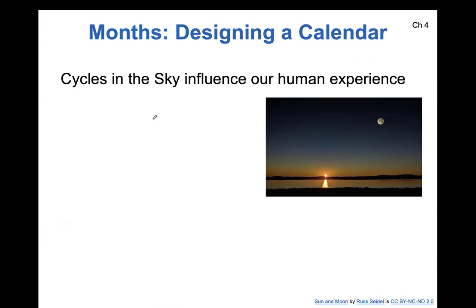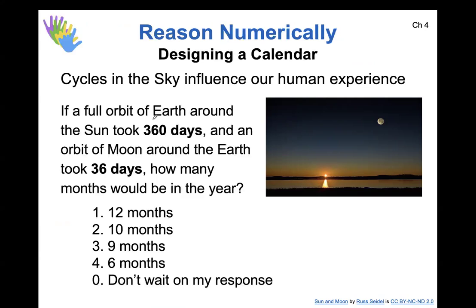Okay, so cycles in the sky influence our human experience. Great. Okay, so in the full orbit of Earth around the sun, well, if it took 360 days and the orbit of the moon around Earth took exactly 36 days, how many months would there be in the year? Well, I think you can do the math. Exactly 10. And that'd be a nice clean result, right?